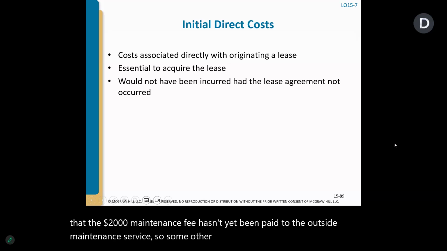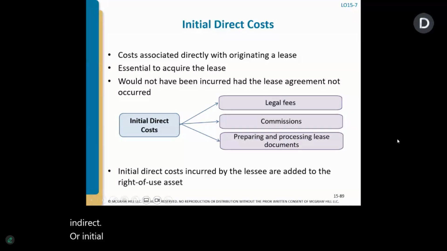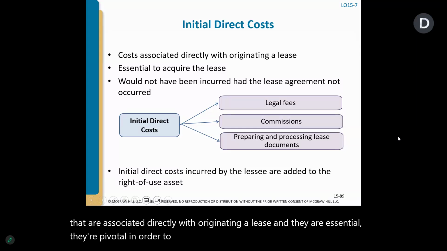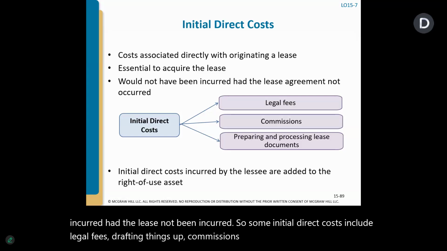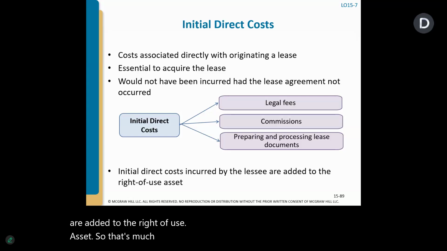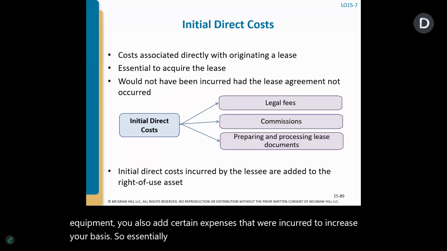So some other things that need to be considered are initial direct costs. Sometimes there are costs that are associated directly with originating a lease, and they are essential. They're pivotal in order to acquire a lease, and they would not have been incurred had the lease not been obtained. Some initial direct costs include legal fees, drafting things up, commissions, preparing and processing lease documents. The initial direct costs incurred by the lessee are added to the right of use asset. That's much like, let's say, you purchase a home or equipment, you also add certain expenses that were incurred to increase your basis. So essentially, a similar concept.